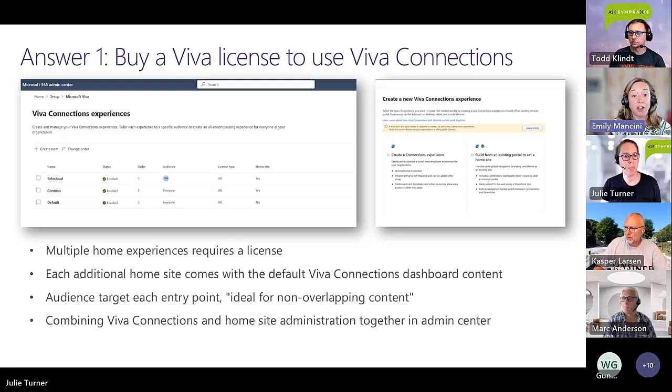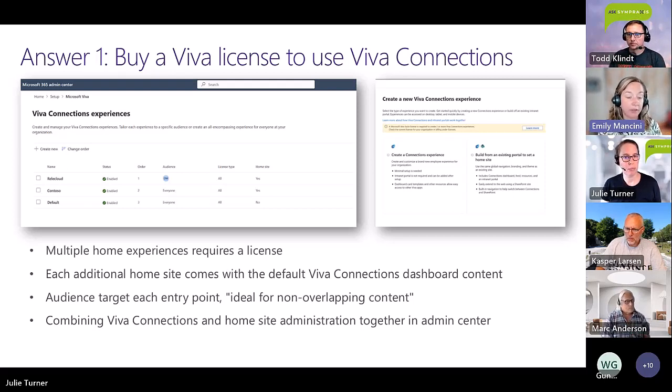This is in the blog. They talk about it being ideal for non-overlapping content. So be thoughtful about that, if your organization needs, let's say you're starting in an associated hub and you need them to get back up to that parent hub, for example. The other part of the announcement is that they're going to be combining the management of Viva Connections and home site administration together in that admin center.